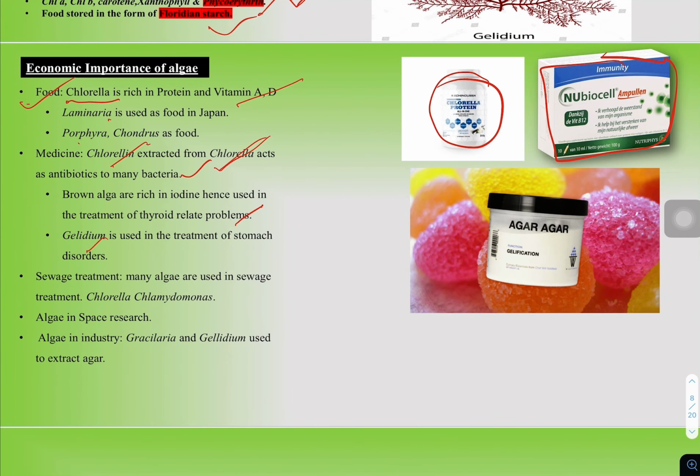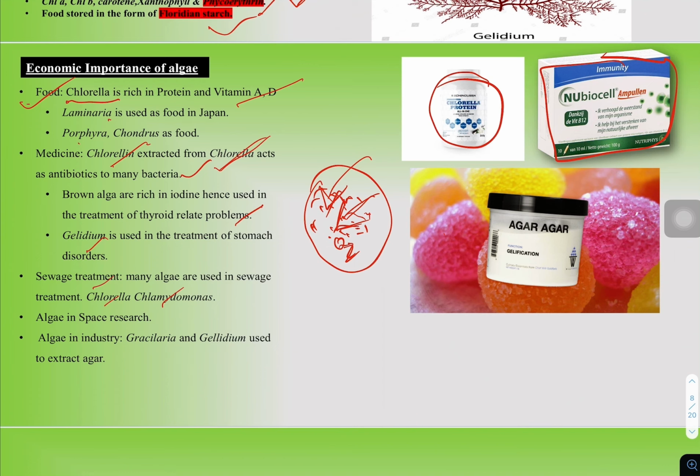Next, algae are also used in sewage treatment, especially chlorella and chlamydomonas. Why? Because sewage is rich in organic waste, and this organic waste needs to be decomposed. For decomposition, oxygen is required. If chlamydomonas or any chlorophyceae members are added, they undergo photosynthesis and release oxygen. When the oxygen is released, the decomposition process takes place easily. Hence, in sewage treatment also, these algae are used.